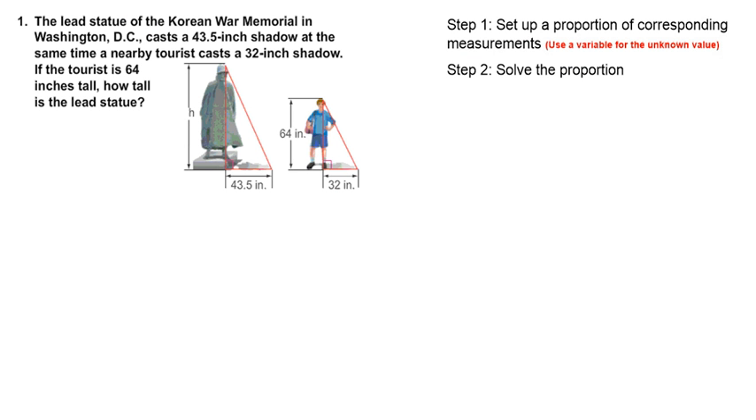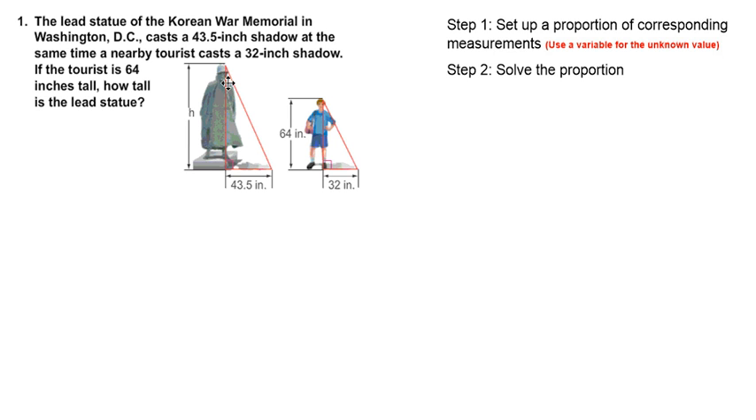Here's my first example. The lead statue of the Korean War Memorial in Washington, D.C. casts a 43.5-inch shadow. At the same time, a nearby tourist casts a 32-inch shadow. If the tourist is 64 inches tall, how tall is the lead statue? So here we have two triangles based on the heights and the shadows of two figures, our tourist and our statue. So what we're going to do is set up proportions of the corresponding measurements.